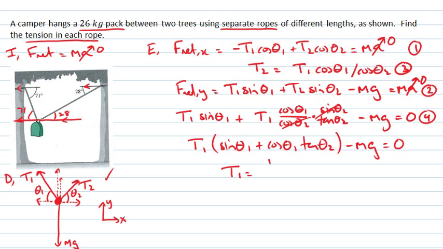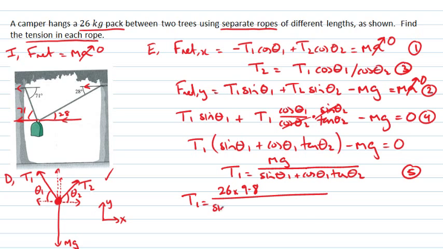So T1 is equal to mg divided by sine theta 1 plus cosine theta 1 tan theta 2. Okay, so that I'll call equation 5 for the moment, and I can put some numbers in to solve for T1 here, so let's do that. So T1 is equal to, our mass was 26 times 9.8, over sine of theta 1, so theta 1 was 71 degrees, so sine of 71 plus cosine of 71 times the tan of 28, and if I put that into my calculator, I will get 228 newtons as my numerical value for T1.